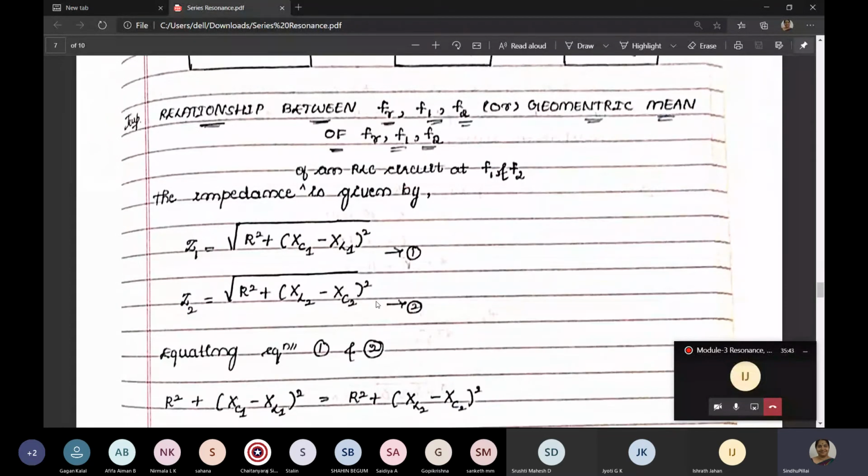Next we will see the relationship between resonant frequency FR and this F1 and F2. Very important, this is the geometric mean of FR, F1 and F2. All that we will see.